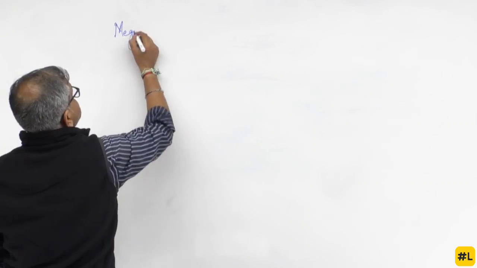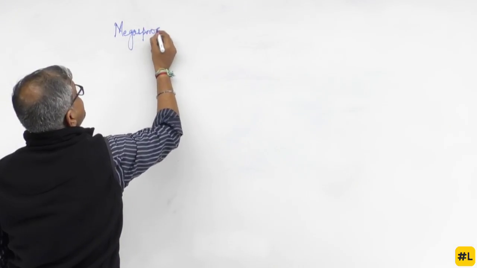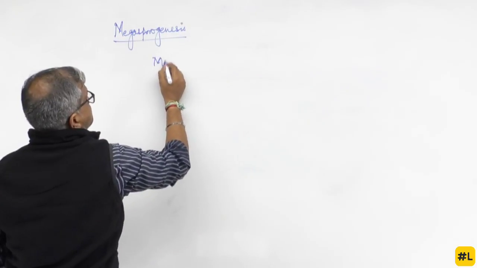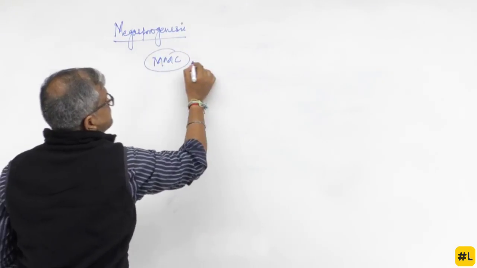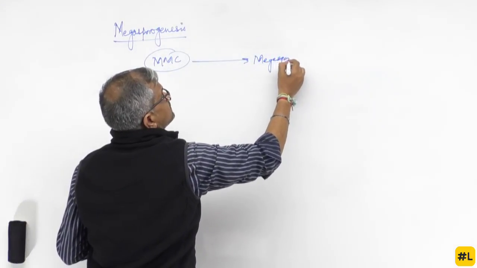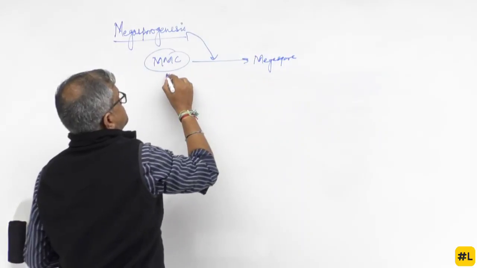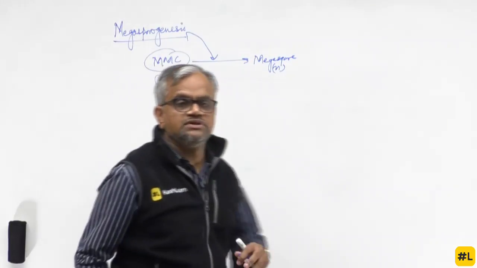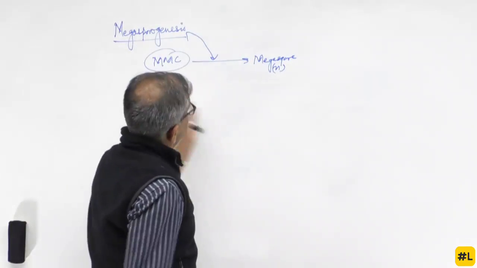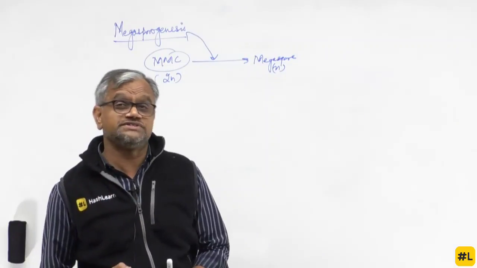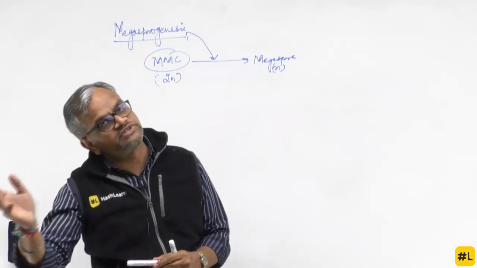It is formation of megaspore from the megaspore mother cell. Megaspore mother cell giving rise to megaspore is megasporogenesis. This is 2n, this is n. Simple. When a diploid structure becomes a haploid, it is called megasporogenesis. Same exactly like microsporogenesis.